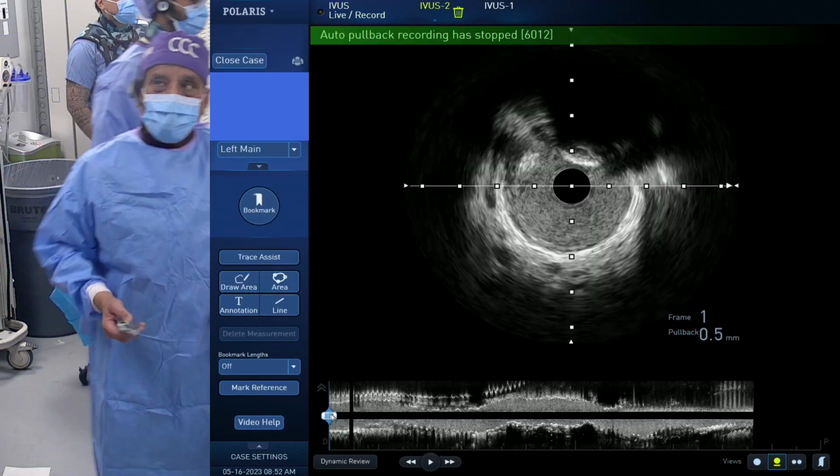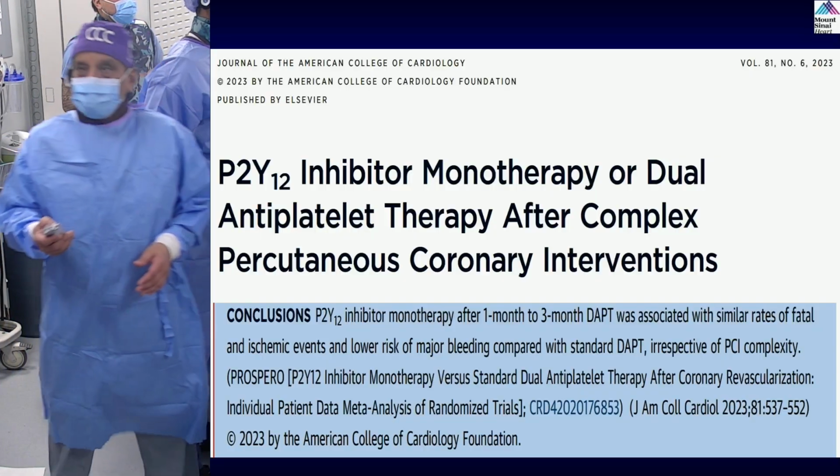We did a fantastic job on the angiogram. Let's go to the fantastic job we do in the presentation.